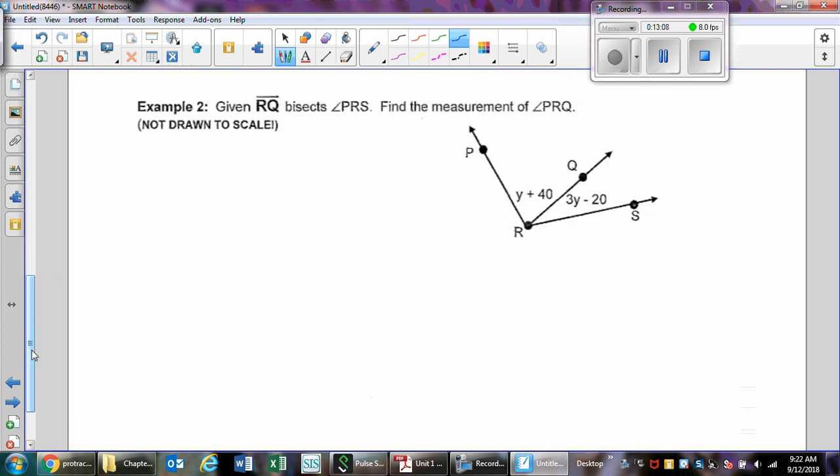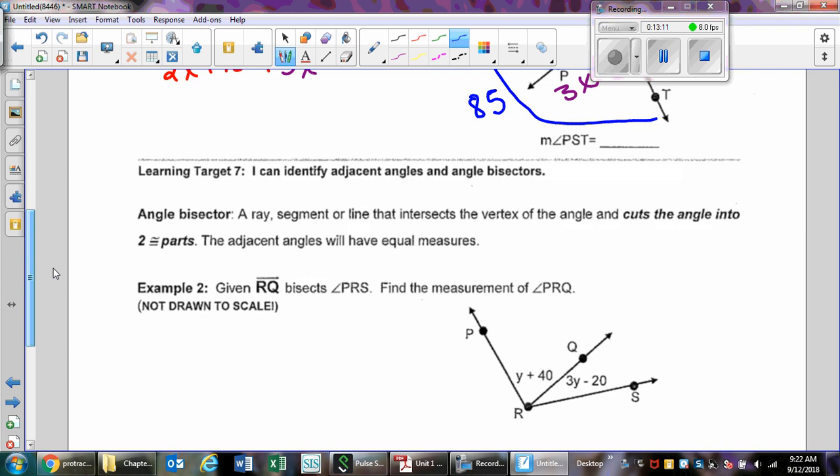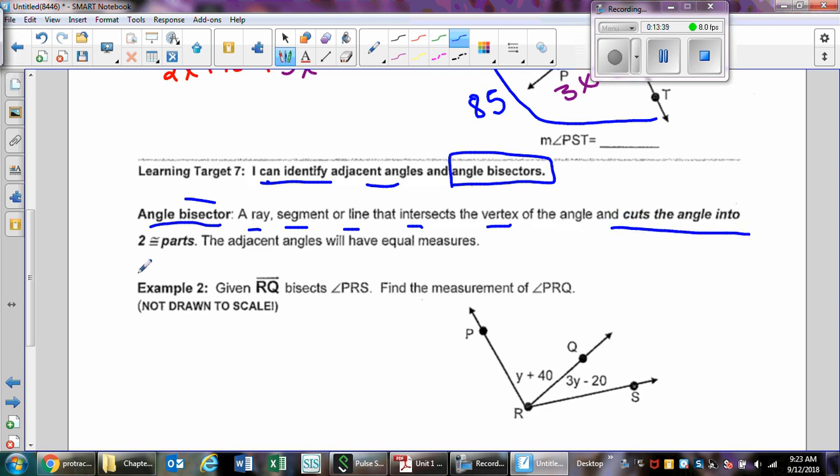All right, the last part of this example is we're going to talk about how I can identify adjacent angle and an angle bisector. Remember we talked about segment bisector last class. An angle bisector is a ray, a segment, or a line that intersects the vertex at an angle and cuts the angle into two congruent parts. That's the key. Okay, the adjacent angles will have equal measure. That's what it's going to end up being.